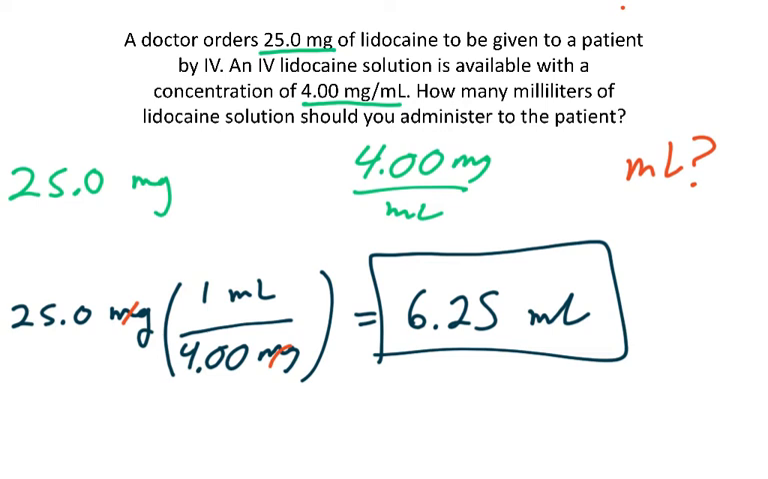Again, does this make sense? If you had 1 mil, you'd only get 4 milligrams out of 1 milliliter. You need 25, so it's going to be something more than 1. Okay, so there's more questions like that in your textbook. Page 270 has practice exercises, and then of course the back of the chapter has more, and Sapling.